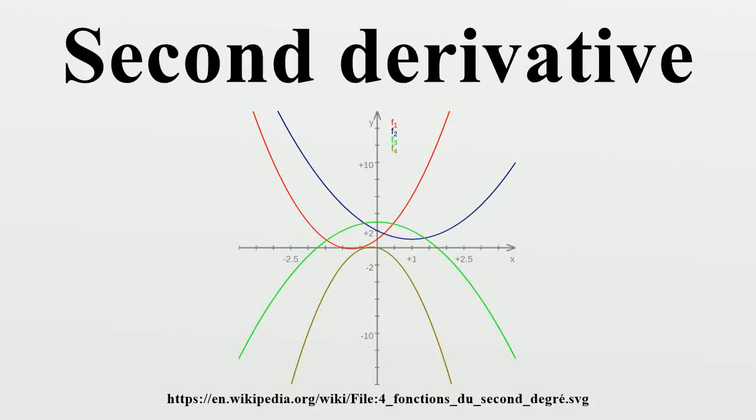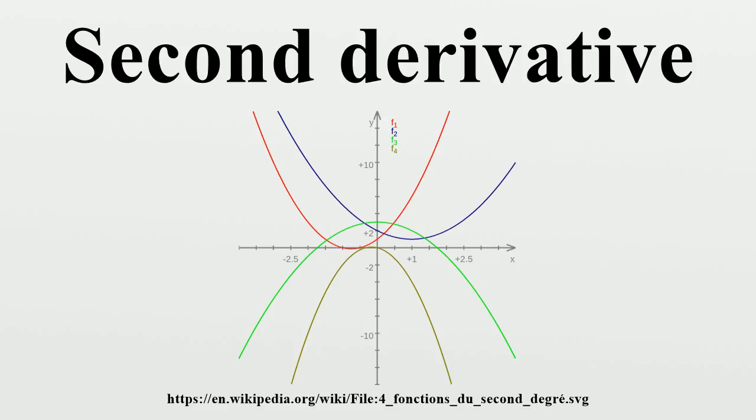In calculus, the second derivative, or the second-order derivative, of a function f is the derivative of the derivative of f. Roughly speaking, the second derivative measures how the rate of change of a quantity is itself changing. For example, the second derivative of the position of a vehicle with respect to time is the instantaneous acceleration of the vehicle, or the rate at which the velocity of the vehicle is changing with respect to time.